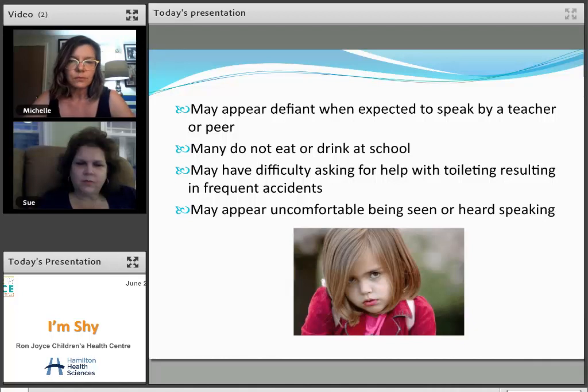They may appear uncomfortable being seen or heard speaking, and especially when they do talk and people give them a lot of attention, they just shut down. I mean, this picture of this child is very common, right? I'm not comfortable. Don't look at me. Don't give me any attention.